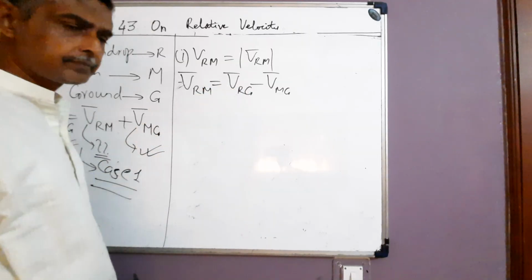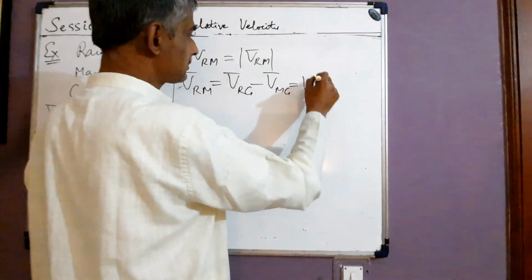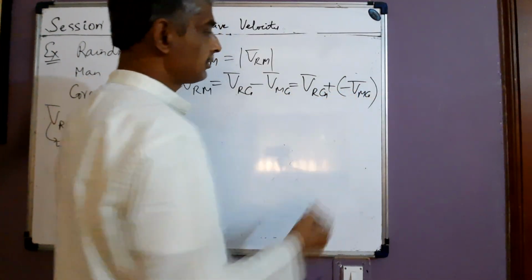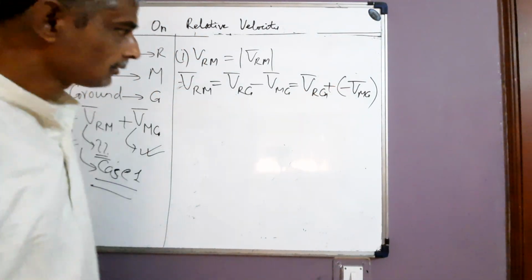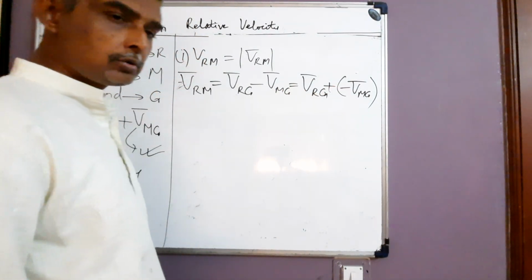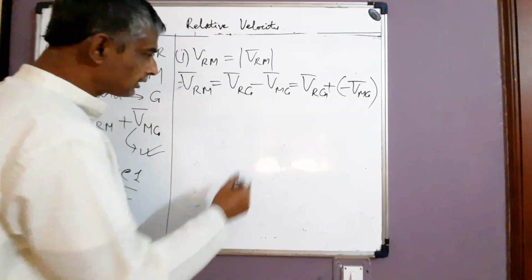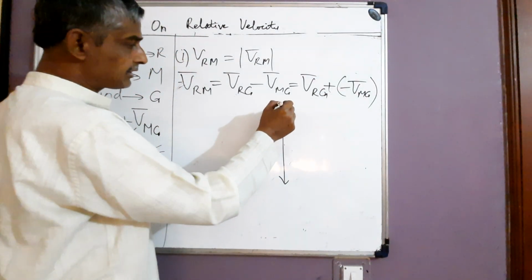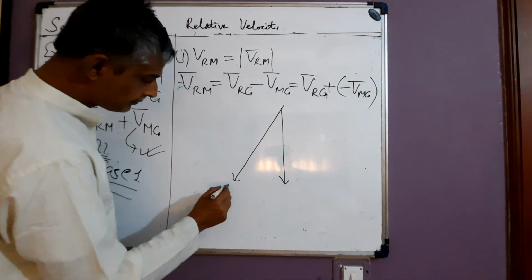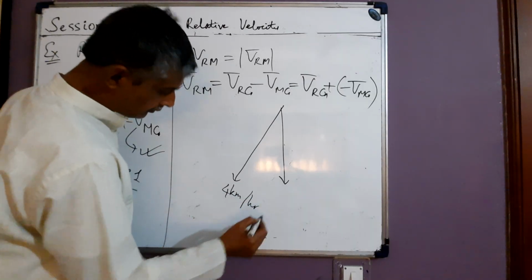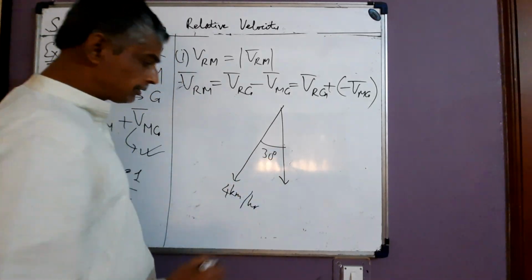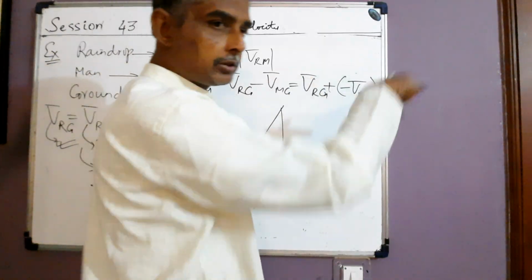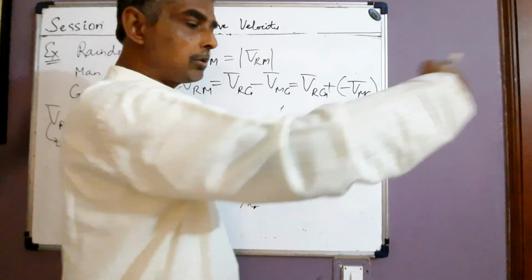I'll draw the diagram. So this will be written as VRG plus minus of VMG. Reverse and add. Now VRG is how much? 4 km per hour at an angle of 30 degree to the left of the downward vertical. So this is the downward vertical. So raindrop VRG is coming in this direction. This is VRG. Now VMG is 3 km per hour rightward. So minus VMG will be reverse of VMG, 3 km per hour to the left.